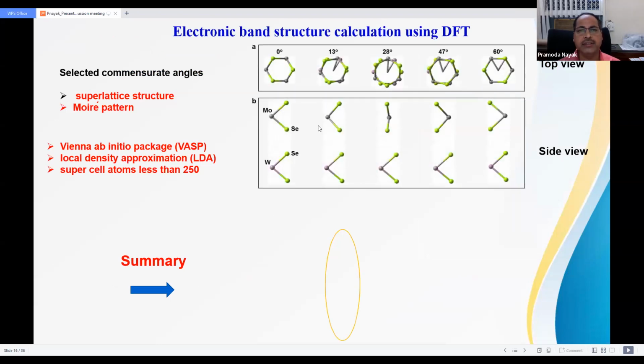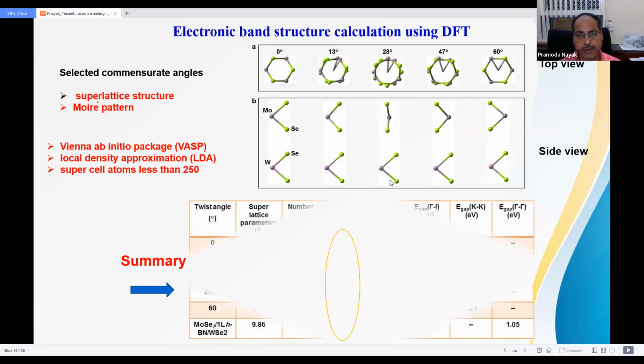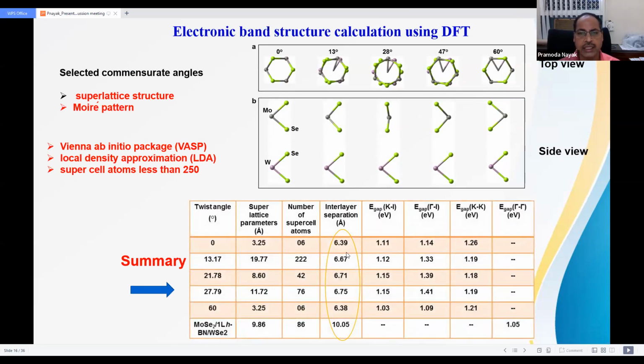And here you can see, we rotate the angle. This is the top view and this is the side view. From this calculation, what we see is that the interlayer separation plays the crucial role. In the case of highly symmetric stacking configurations, like 0 and 60 degree, you can see the interlayer separation is 3.39 and 3.38 angstrom. That's why we get this interlayer exciton peak, and then it gradually decreases.